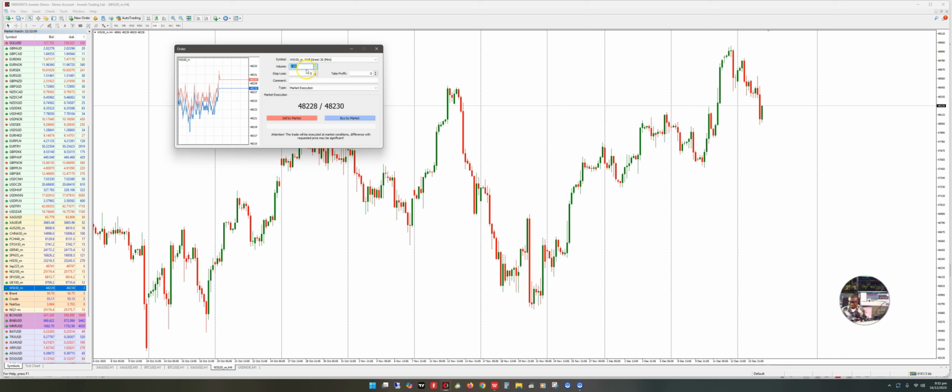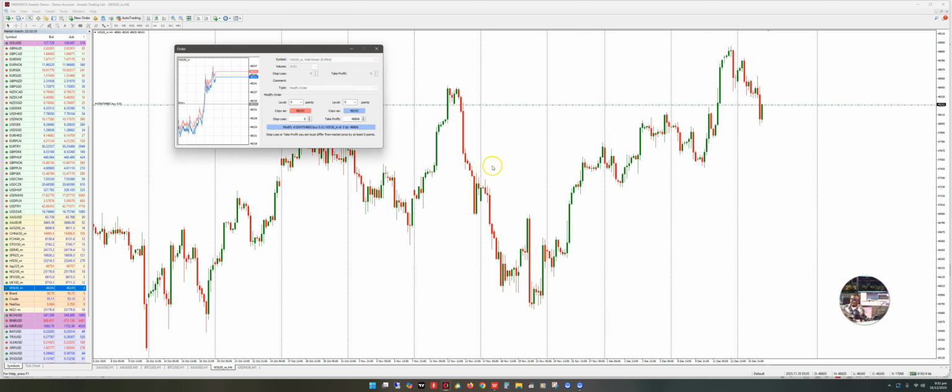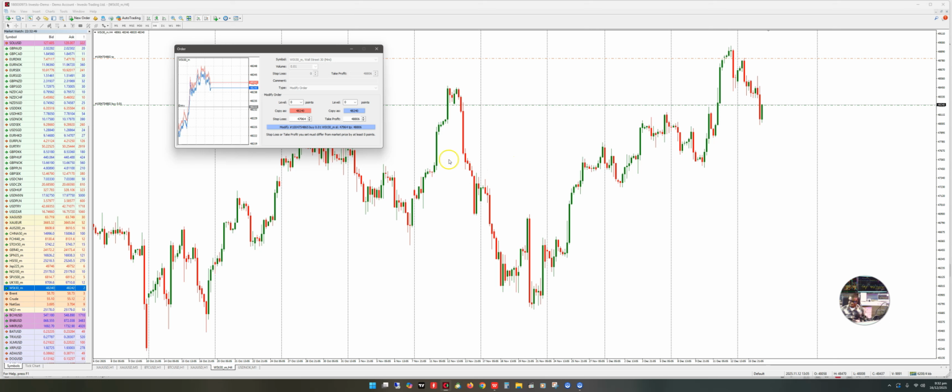I'm going to start with the lowest lot size, which is 0.01, and I'm going to buy. Now, my take profit is going to be above this high. My take profit is about 58 pips, and because it's 0.01, I'm making just $5.8. So the pips with your lot size determine how much you make or lose in the market. My stop loss will be here, and this is about 26.9 pips, which is now $2.6.